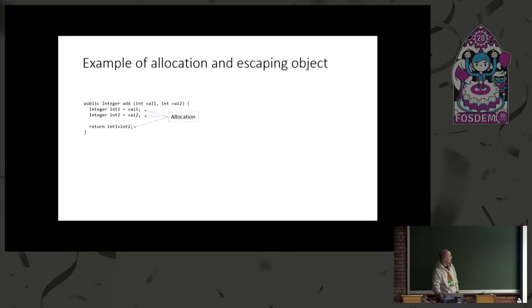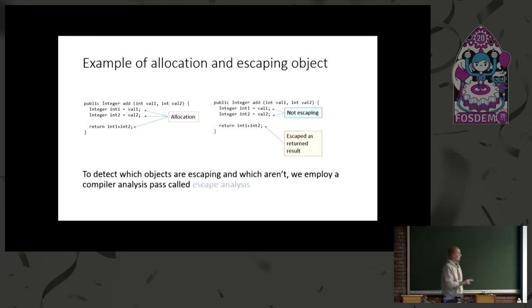Here's an example. We have a very simple Java program with three allocations. We box two integers, and then we finally return another one. Integer is an immutable class, so the addition creates a new object, which is popped and returned. The first two objects do not escape the method, but the last one does. And the way that we tell which ones escape and which ones don't is by this compiler backend pass called escape analysis.